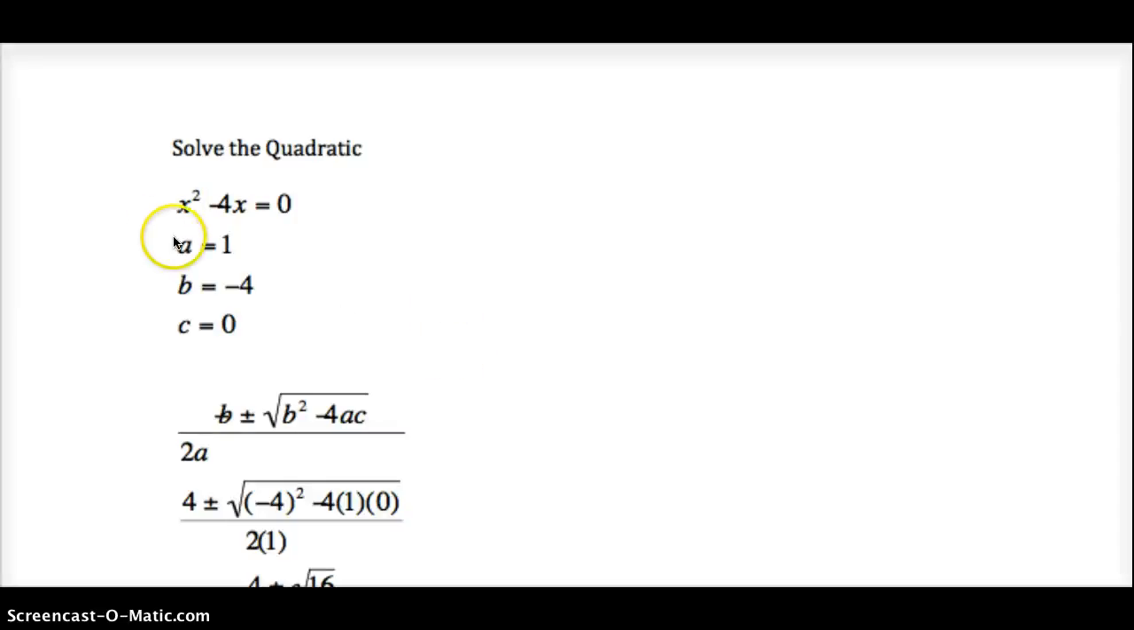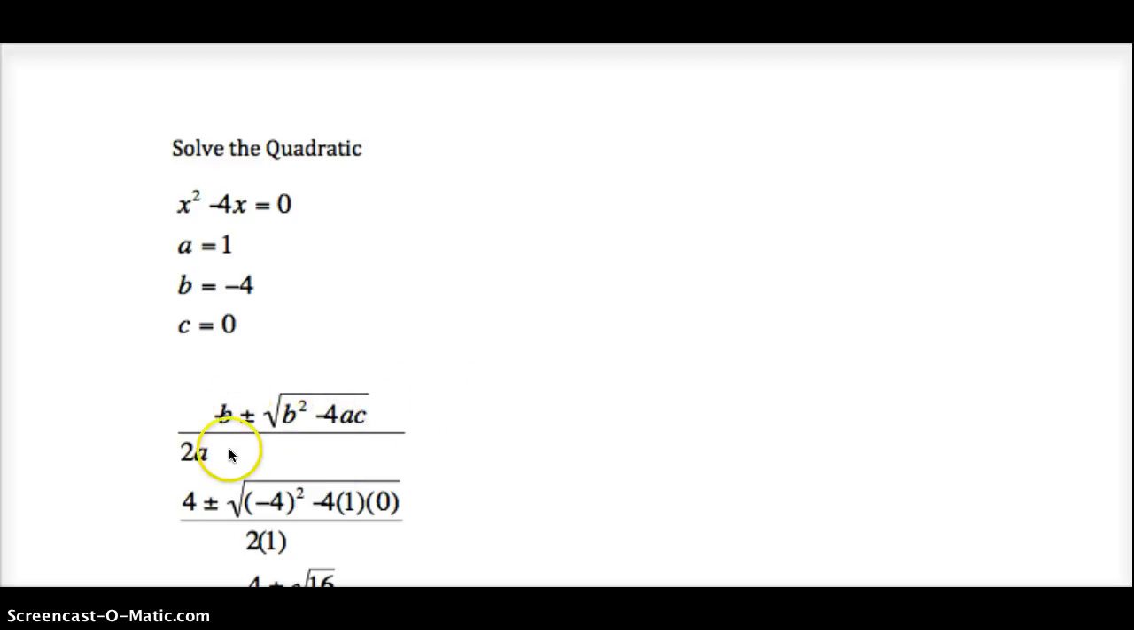We will begin by solving the quadratic equation x squared minus 4x equals 0. We will use the quadratic formula. In this case, a equals 1, b equals -4, and c equals 0, as there is no c value present in the equation. We're going to plug into the quadratic formula, which I have written here: negative b plus or minus the square root of b squared minus 4ac, all over 2a.